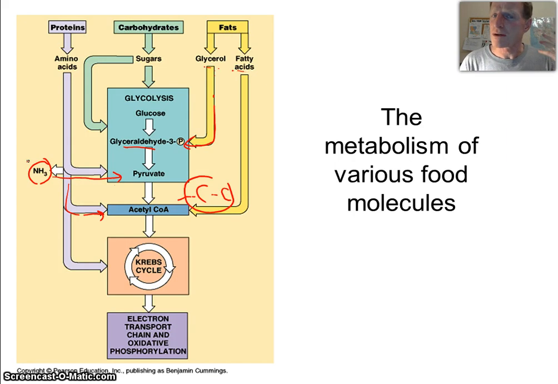But when we're talking about carbohydrates, our main source of energy, we're talking about glycolysis, we're talking about the Krebs cycle, and then the last step is the electron transport chain. That's the 3-step process for cell respiration in our cells within the mitochondria. And that's it.